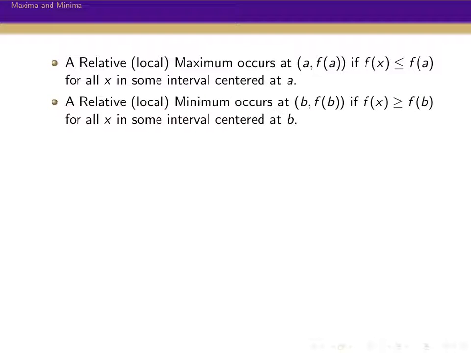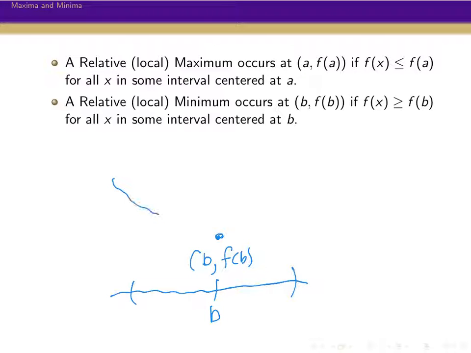On the other hand, a relative minimum occurs at a point where at all the points around it, the function values are higher. So here's where our relative minimum is, b, f of b. And if we think about this as being the x-axis, there's b. We have some interval such that everywhere else on this interval, the function is above it. Okay. So that's relative minima.